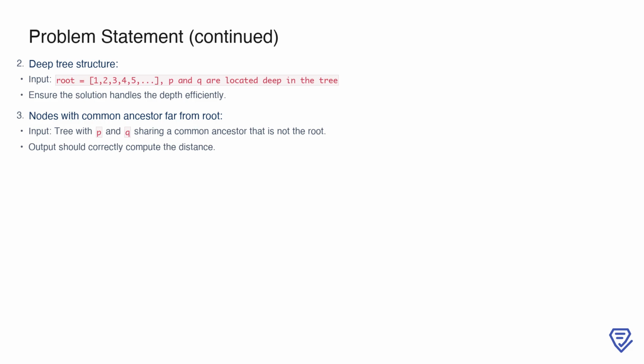There are a few critical edge cases to consider when solving this problem. First, in a small tree with only two nodes, such as root equals 1, 2, where p equals 1 and q equals 2, the output should be 1 because the nodes are directly connected. Another edge case involves deep tree structures, where the nodes p and q are located far down the tree. Your solution must efficiently handle these depths without excessive computation. Finally, if p and q share a common ancestor that is far from the root, your solution must correctly calculate the distance by considering the path through this common ancestor. Addressing these edge cases will ensure your solution is robust and performs well across all scenarios.